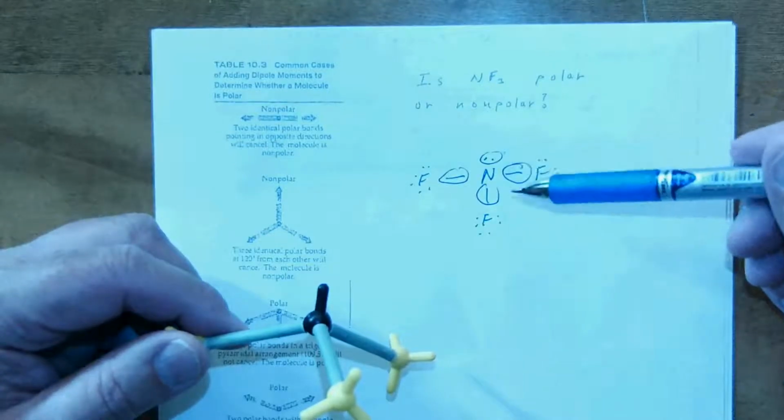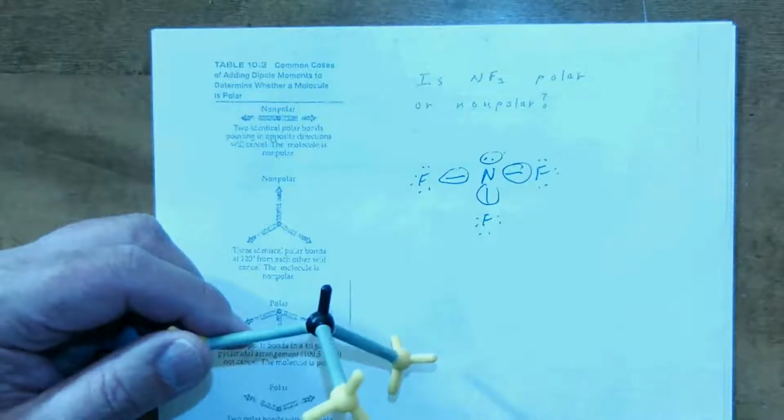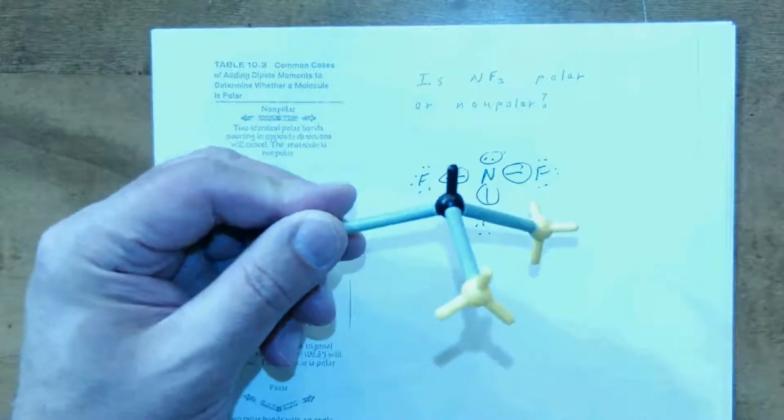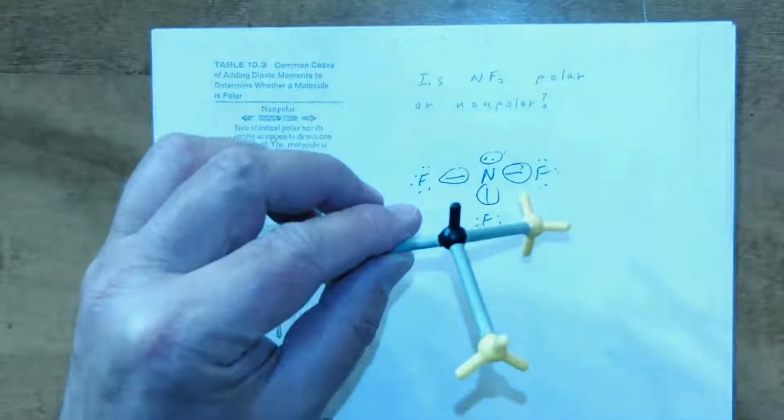So again, you're seeing an application of VSEPR theory here. You have 4 things around the central atom. That's the shape this thing would take on. So even though you might draw it and it might look flat, it's not flat. It's quite three-dimensional.